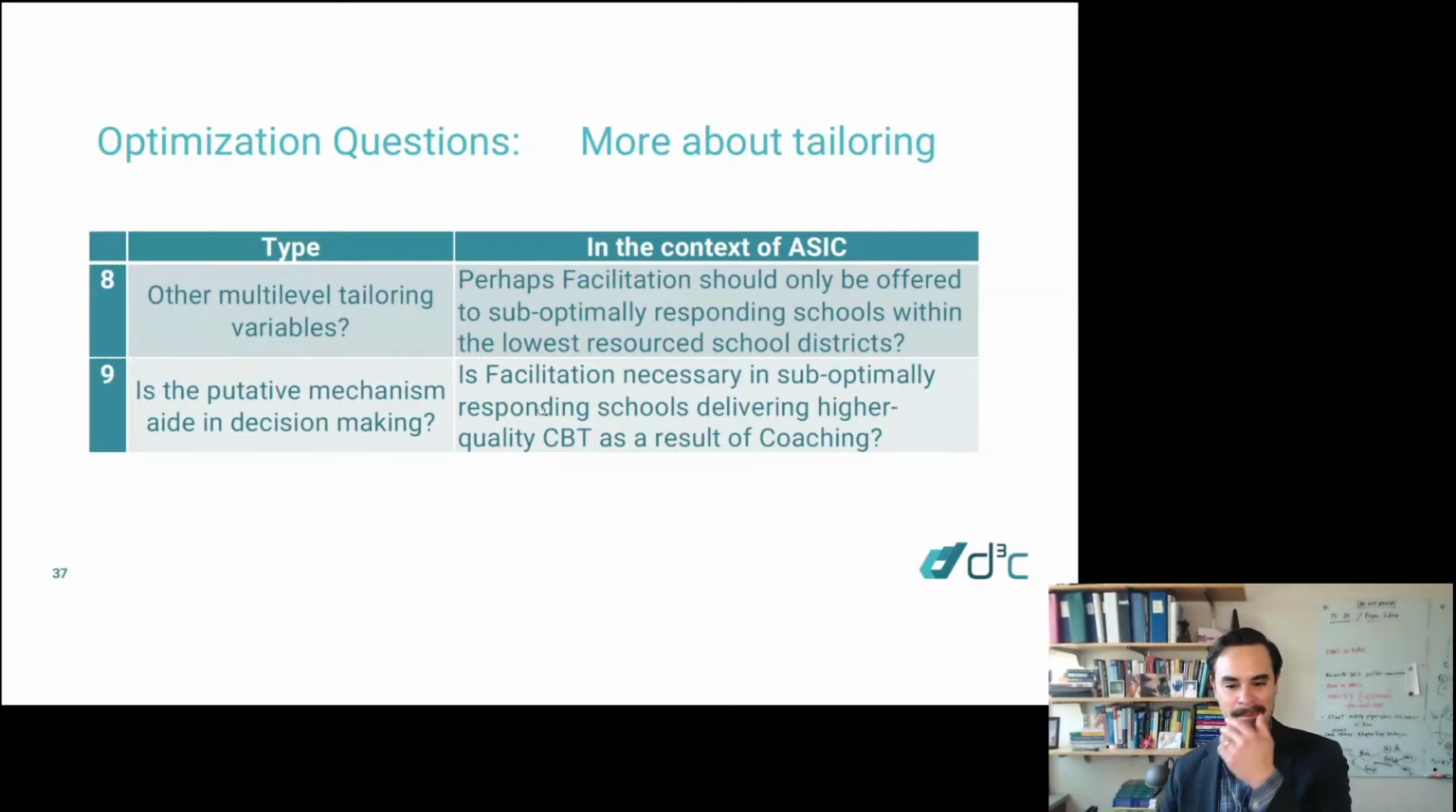So for example, is facilitation necessary in suboptimally responding schools delivering higher quality CBT as a result of coaching? So notice, coaching is supposed to improve CBT skills. If the school is providing really high quality CBT, do I really need facilitation? Maybe not, right?